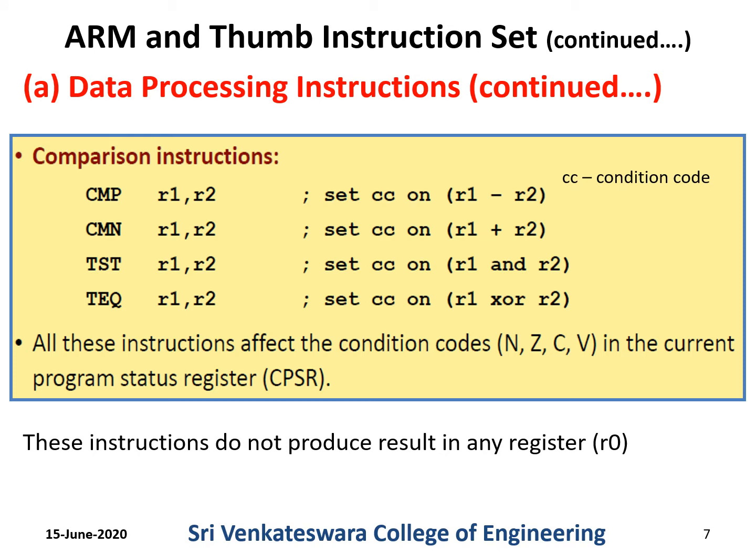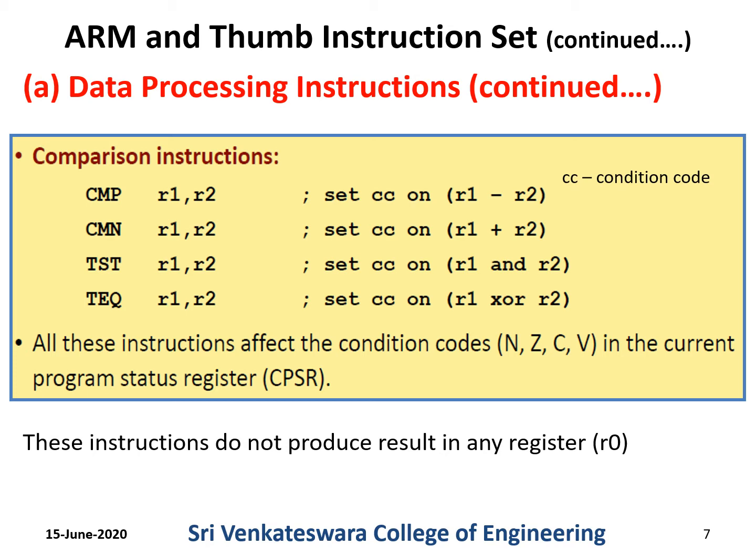So here we are able to see some compare instructions: CMP, CMN, that is negated comparison; TST for test; TEQ for test equality. CMP R1, R2 internally actually subtracts, it does R1 minus R2 and sets the condition code flags. So N, Z, C, V are the condition code flags. N is for negative or sign, Z is the zero flag, C the carry flag, and V is for the overflow flag.